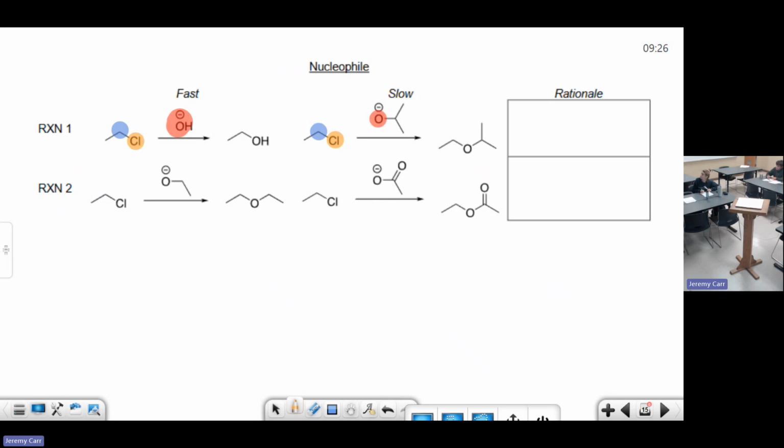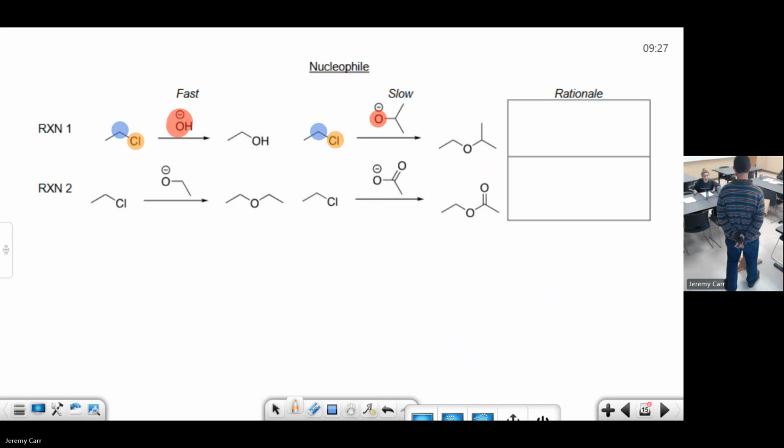So what's the difference between hydroxide and isopropoxide? What's the difference between them? Let's think about the structures of them. Look at the structures of them really quickly. Let's see, hydroxide, OH, is just comprised of two atoms, an oxygen and a hydrogen. So what's its size look like? Is it big or small? Two atoms, big or small?